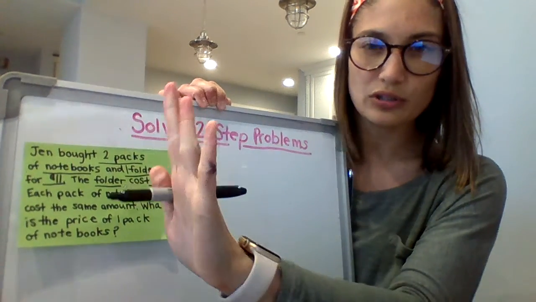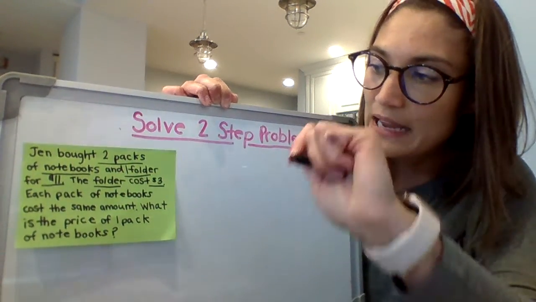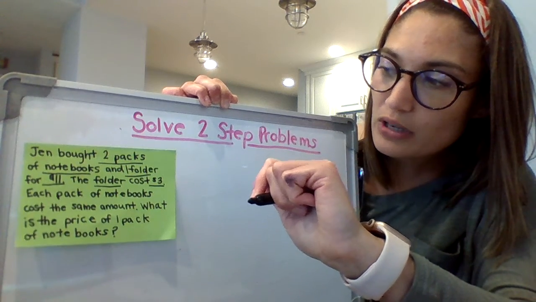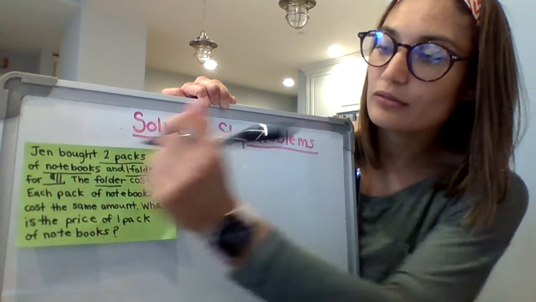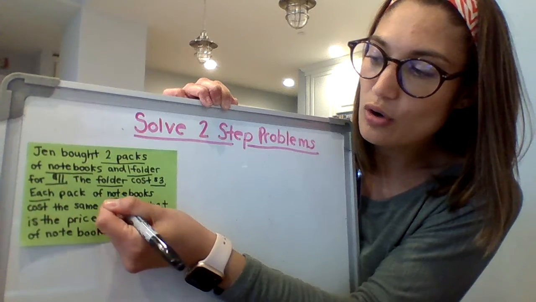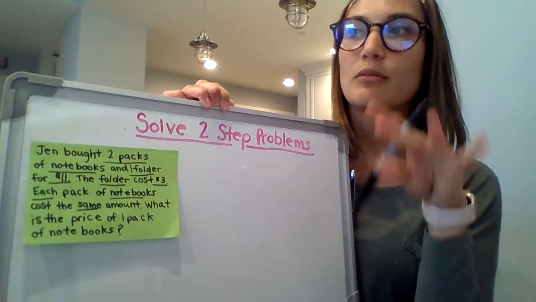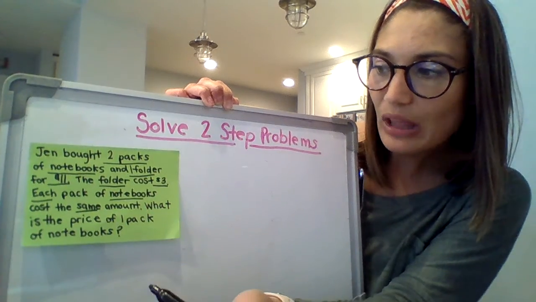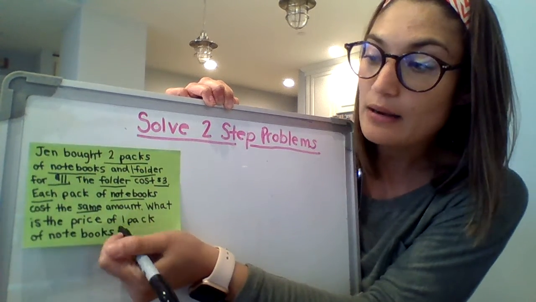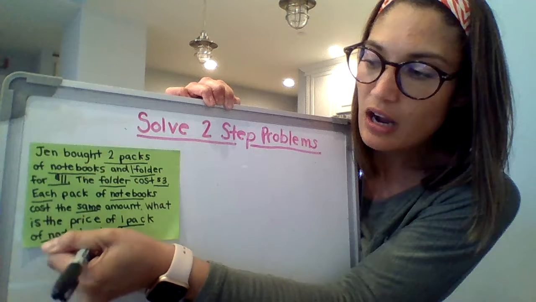The folder costs $3. Okay, so just the folder costs $3. Each pack of notebooks costs the same amount. Okay, so each notebook pack costs the same. So that means when I bought 2 of them, they're both the same price. What is the price of 1 pack of notebooks? All right, so let's think of that.